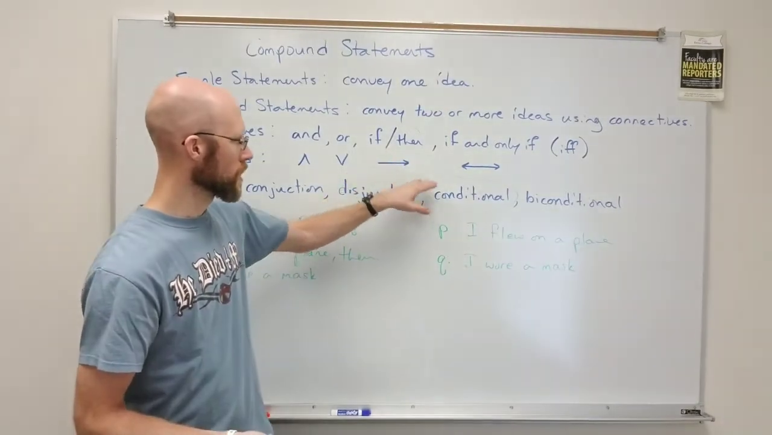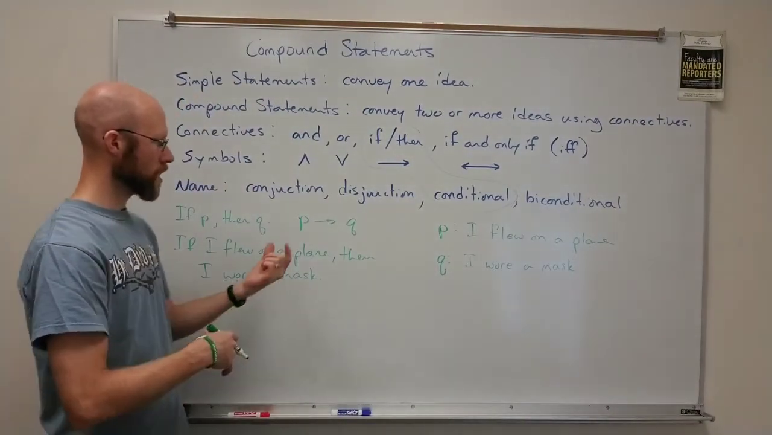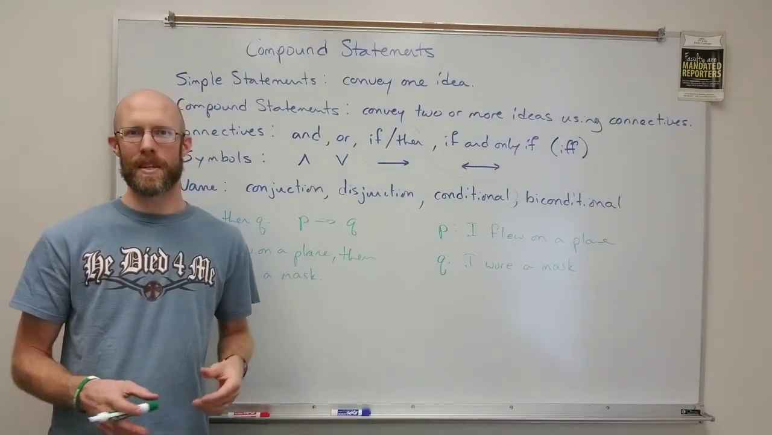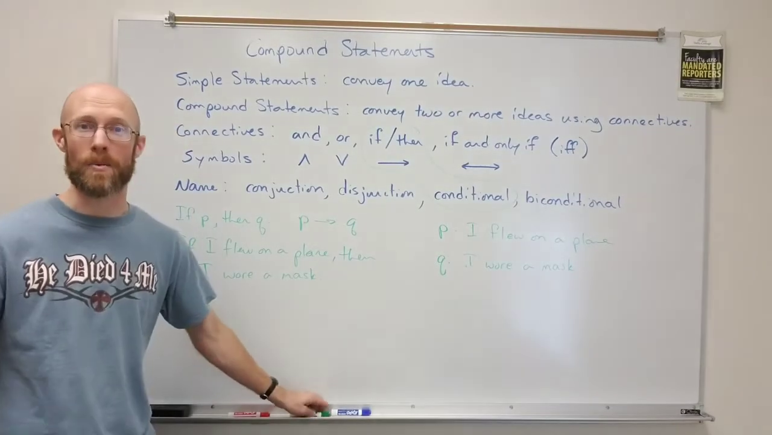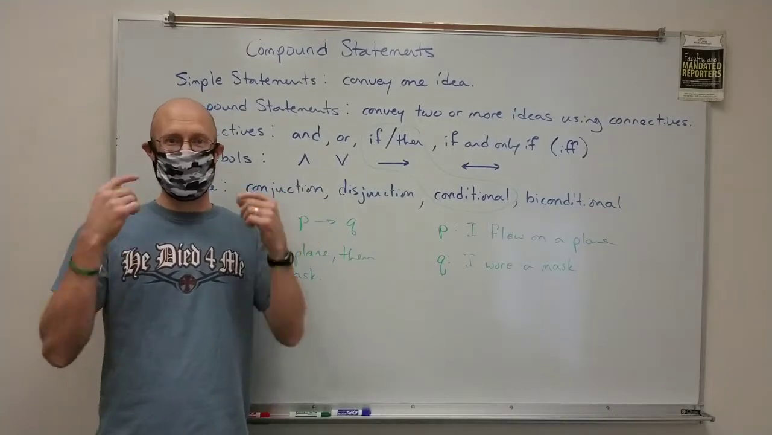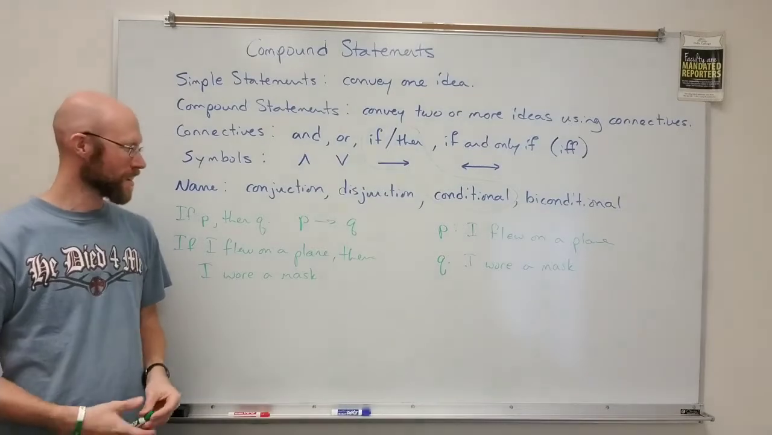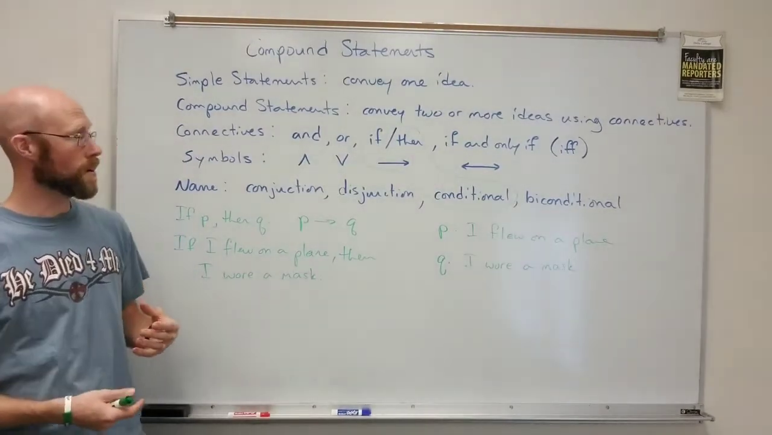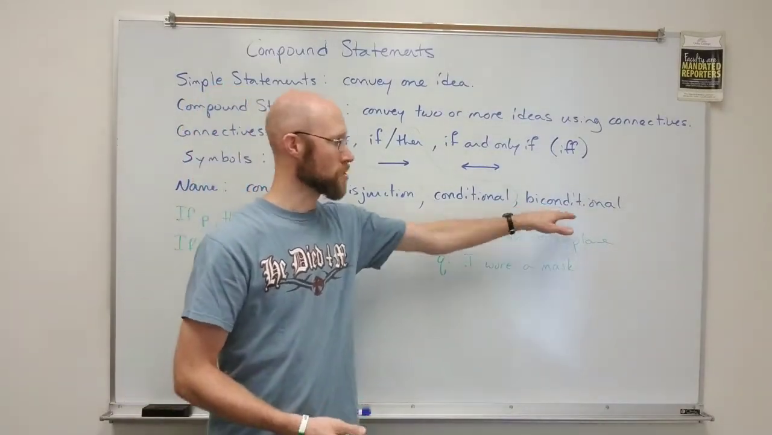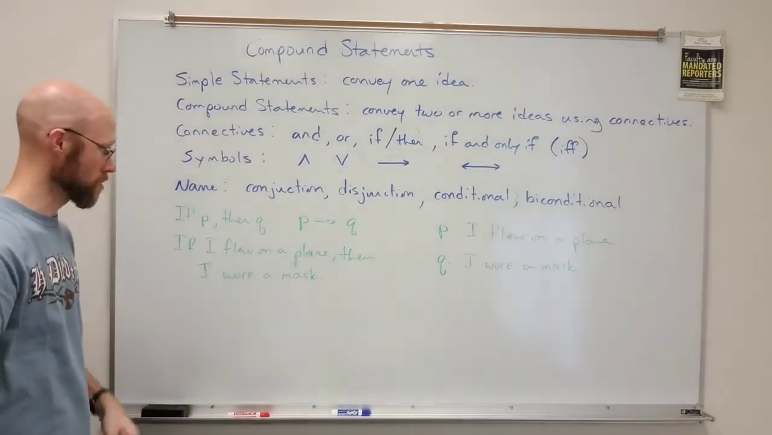For a conditional statement, if I were to reverse that and say, if I wore a mask, then I was on a plane, that isn't necessarily true, because you could wear a mask anywhere, right? I mean, I have a mask right here. I could put a mask on. I'm not on a plane, right? So that's definitely not. It doesn't go both ways. So a conditional statement only really has to go one way. A biconditional statement has to go both ways. So this is conditional, not biconditional.